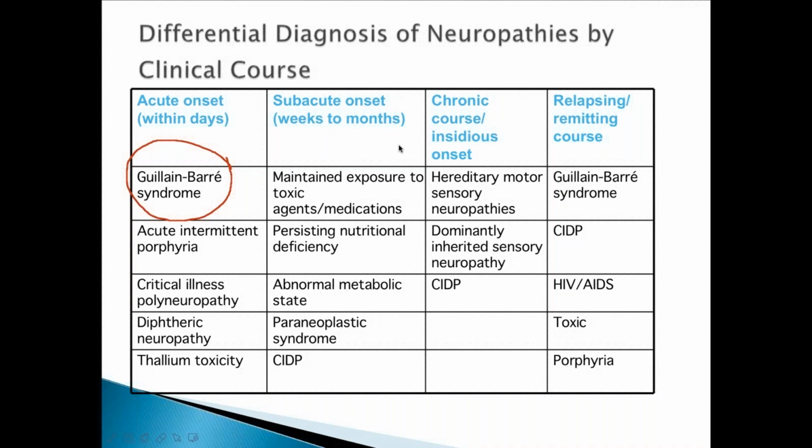Subacute onset, just remember persisting nutritional deficiencies like B12 deficiency, B6 deficiency, paraneoplastic syndromes. These are the important ones in subacute. Let's say onset from weeks to months. This was earlier one was days. Remember the differences. Days, this is what is coming to you. Weeks to months, these two.